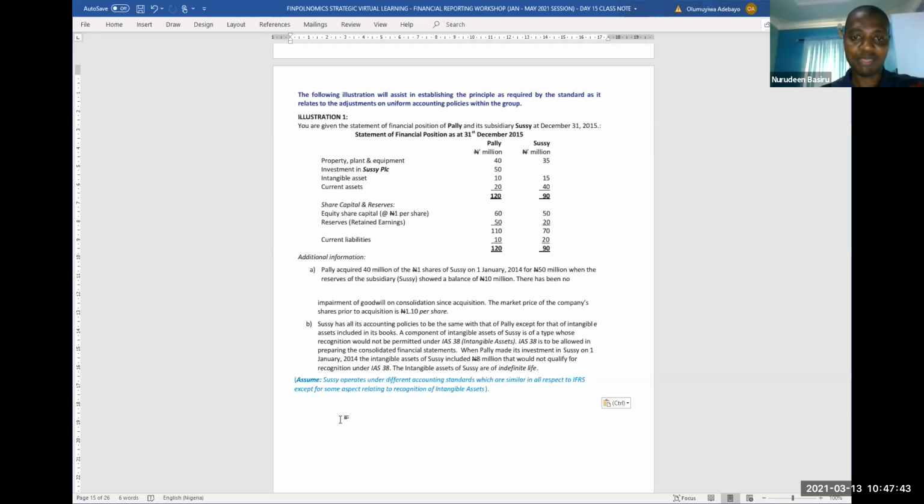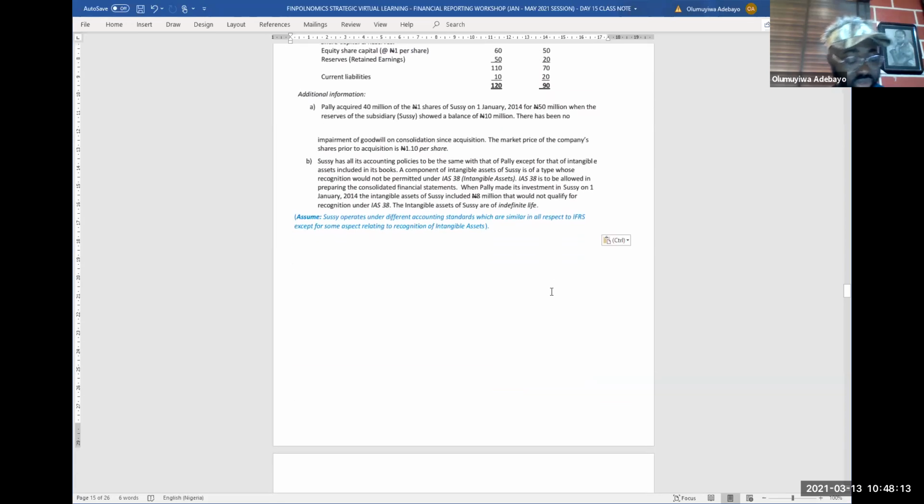In most situations, the accounting policy of the parent and the subsidiary are the same, except for the policy towards recognition of intangible assets. It's for us to realign the policy of the subsidiary to that of the parent before consolidation can take place. Therefore, what can we do at this point? It is for us to first of all put up our structure. What is our structure?